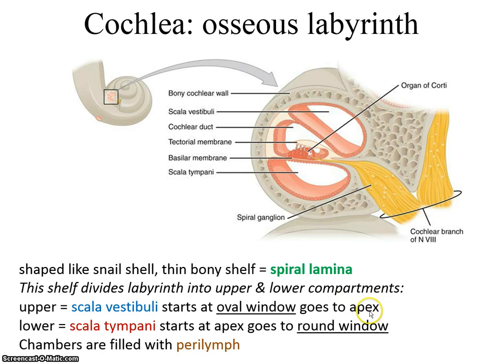So it goes to the apex. The lower chamber starts at the apex and goes to the round window. So they're actually connected to each other through this apex. So they are continuous, but they're separated as we've made this cut here, and we're not at the apex. So the scalae, we have to know those and name those: scala vestibuli and scala tympani. And the chambers, again, are filled with perilymph. So perilymph is found in here.